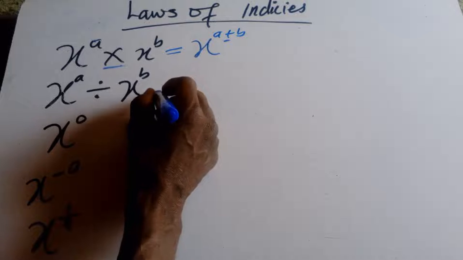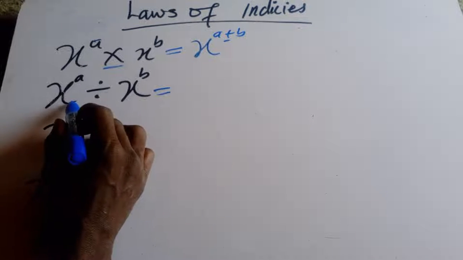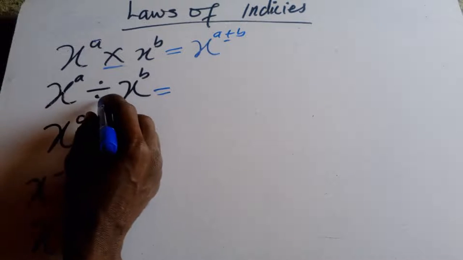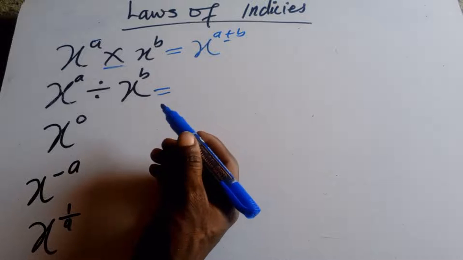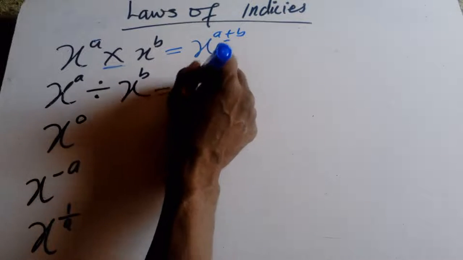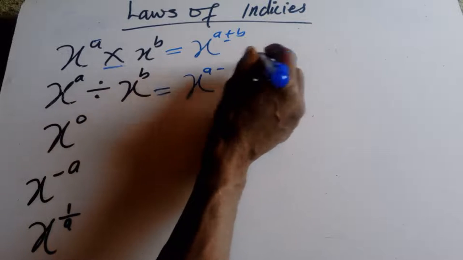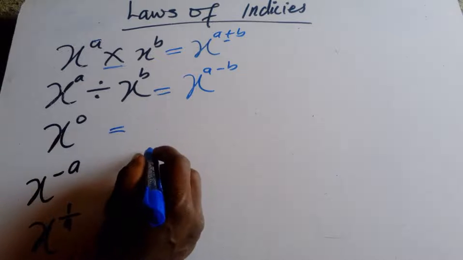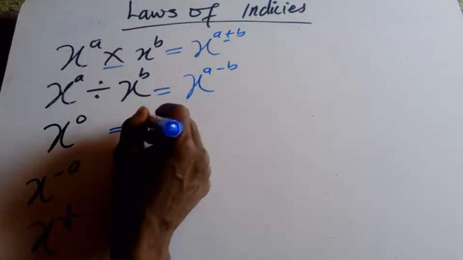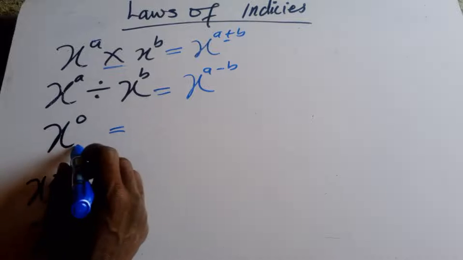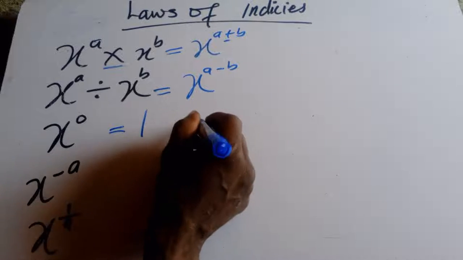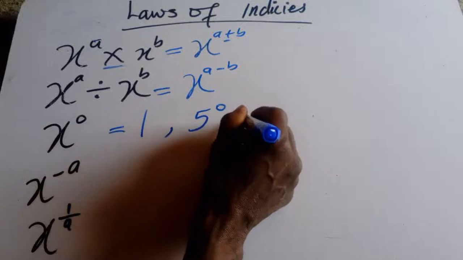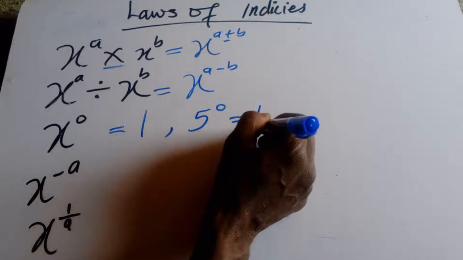Okay, in the division law, whenever we have division of quantities that contain powers, we are always subtracting the powers. Here we have x raised to the power a minus b, that is, anything raised to the power 0 is equal to 1. This is equal to x raised to the power 0 is equal to 1. Example, if you have 5 raised to the power 0, assuming you are solving a problem, this is equal to 1.